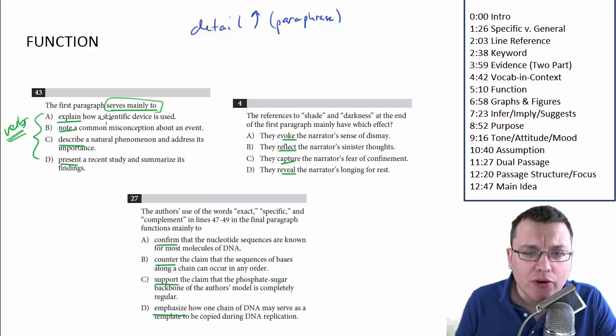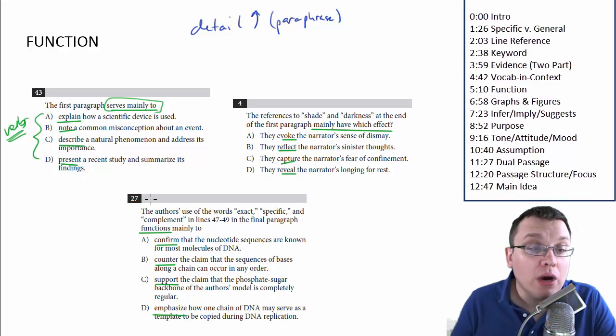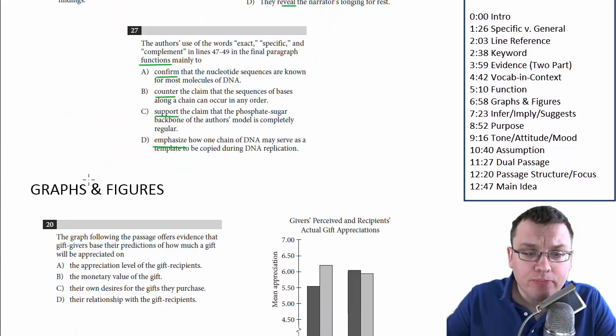Just to look at some other key words here, we already saw serves mainly to, mainly have which effect. That's typically a function question. And then sometimes they'll use the word functions in the question itself, right? The words in the final paragraph, functions mainly to what? And then you have these verbs as answers.